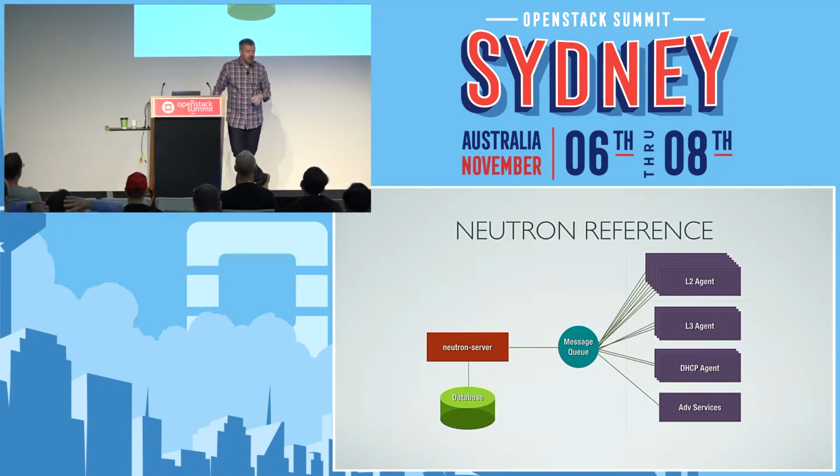Starting with an overview of the reference Neutron, it is just a fleet of microservices: L2 agents, L3 agents, DHCP. This is the reference architecture. If you're running particular plugins, this architecture is going to vary, sometimes somewhat significantly. A lot of times the names may change, but the functional elements, when you look at the different solutions, are approximately the same.